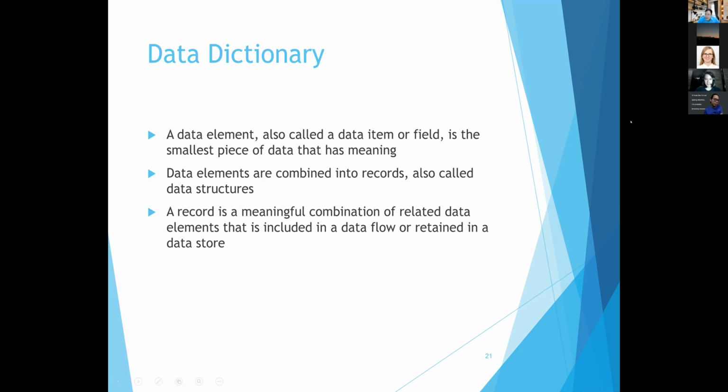inside it has a data element. A data element is also called a data item or field, or sometimes a variable. This is the smallest piece of data that has a meaning in each data dictionary. Let me give you an example. Student ID, that is a data item or a field.